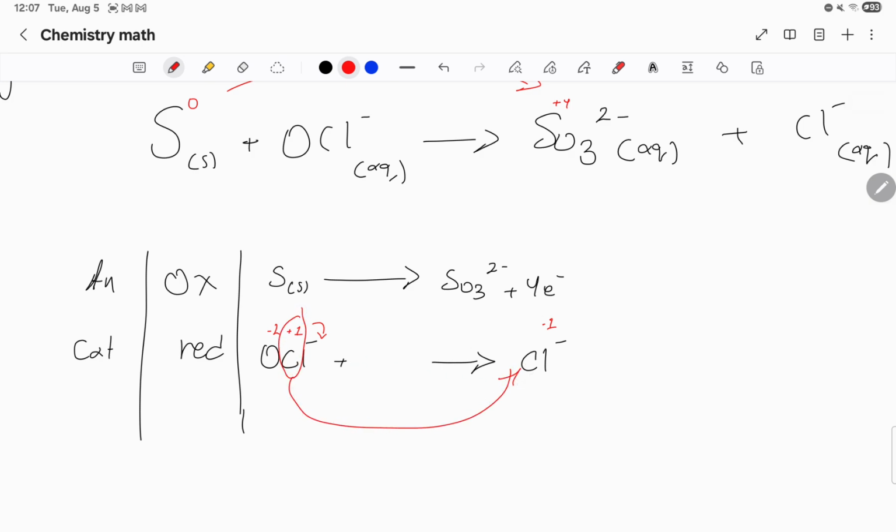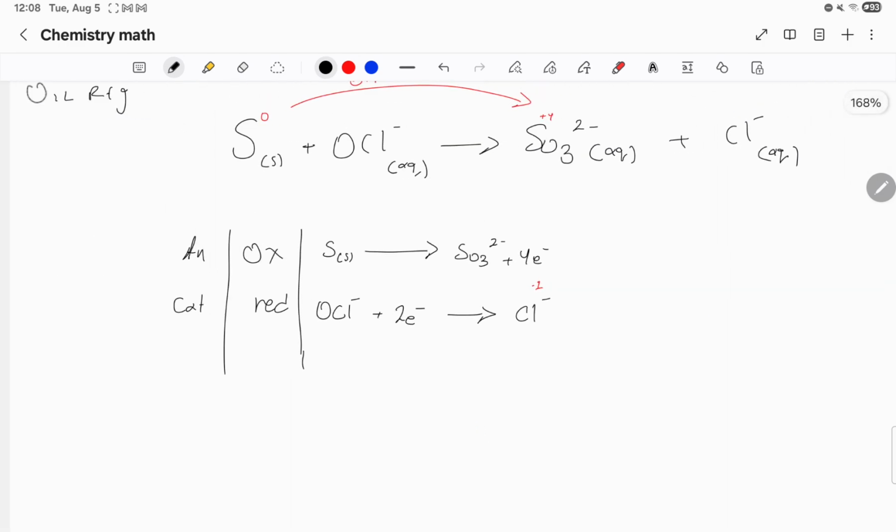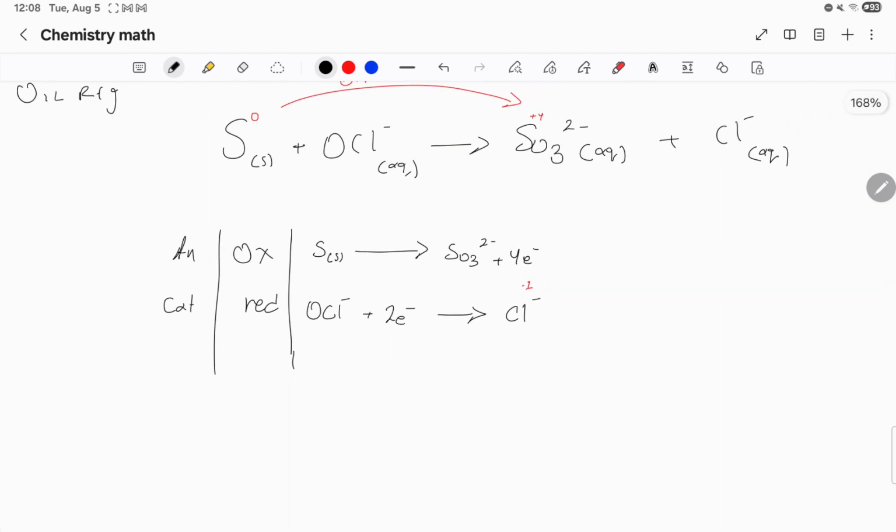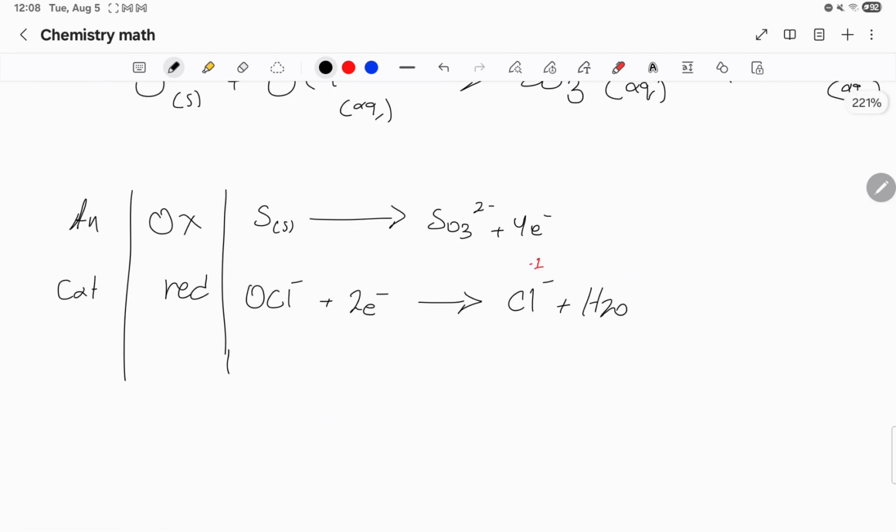Of course, it's getting reduced. Okay? And that requires 2 electrons. So 1 electron to get it from 1 to 0, and another electron to get it from 0 to -1. Okay. That's that. So we can now start balancing. We have an oxygen here, but we have no oxygen on this side, so we will add water. We now have 2 protons here.